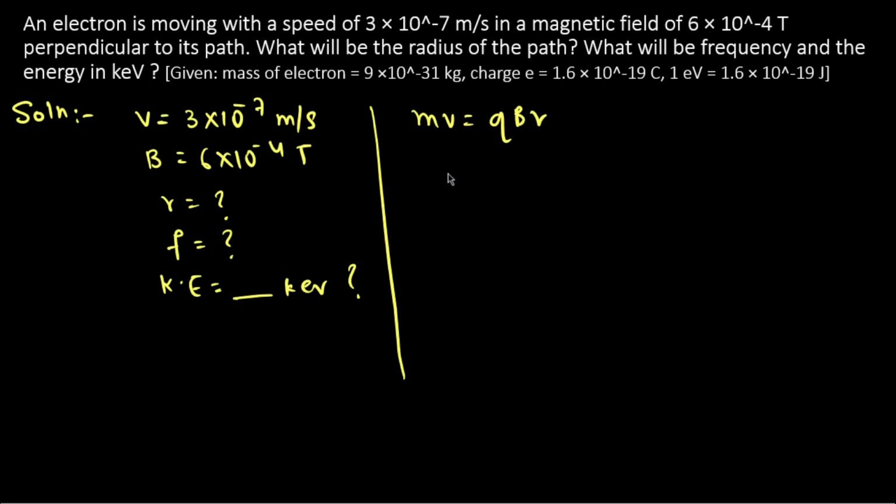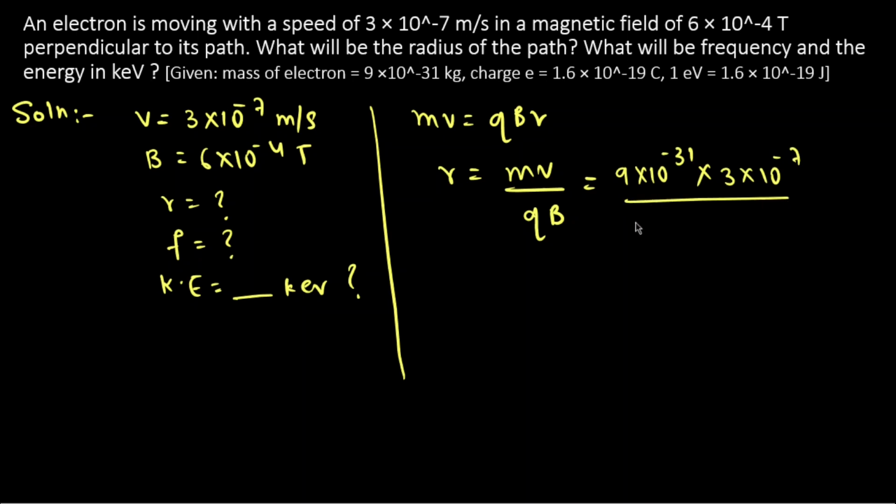From this we can say that r, the radius of the circular path, will be mv upon qB. Putting all the values, we have the mass of the electron, 9 into 10 raised to minus 31 kg, into the velocity of the electron, 3 into 10 raised to minus 7 meter per second, and the charge of the electron, 1.6 into 10 raised to minus 19, into the magnetic field in which the electron is placed, that is 6 into 10 raised to minus 4 Tesla. Now solving this by using log, we get the radius to be 0.2812 meters.